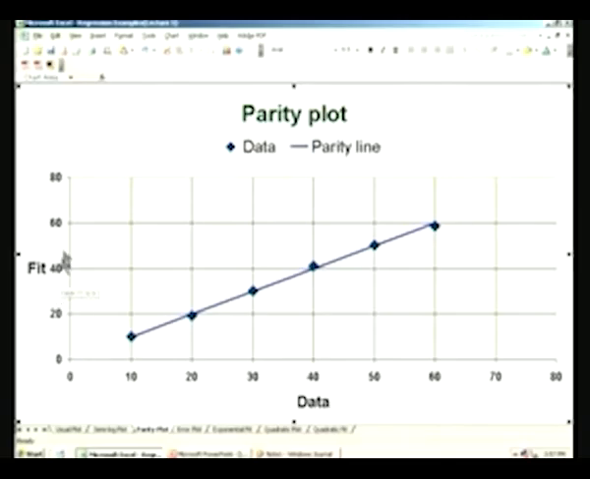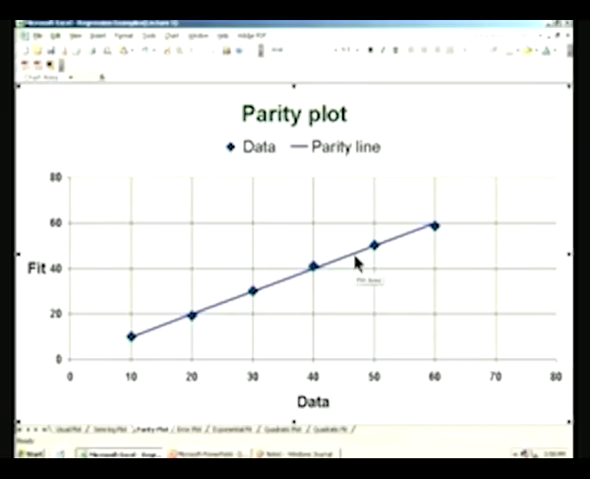We plot the fit on the y axis, that is the value of y obtained by the regression line. On the x axis, I am going to use the data which is given. If these two, the data and the fit, agree completely or perfectly with each other, they will lie on a line. If I were to plot it using the same scale on this axis as well as this axis, it would lie on a 45-degree line.